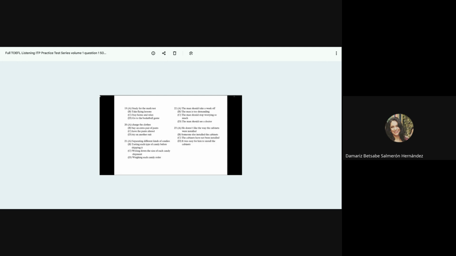Number 23. Those kitchen cabinets look great. Did you put them in yourself? I took the easy way out and got a carpenter to do it. What does the man mean?